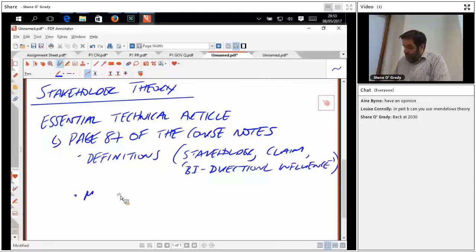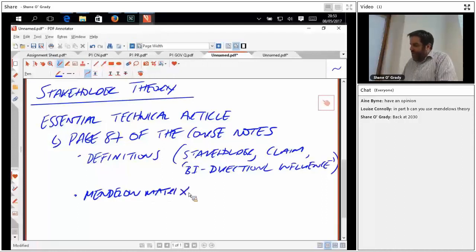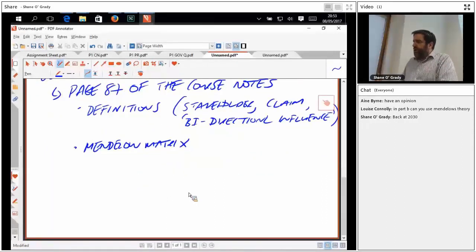Then we have the Mendelow matrix, which we've covered now. So you can scan through that very, very quickly. It's drawn a little bit sillily, if you ask me. Sillily isn't the real word, is it? It's kind of like Donald Trump and bigly. Okay, it's drawn a little bit inappropriately.